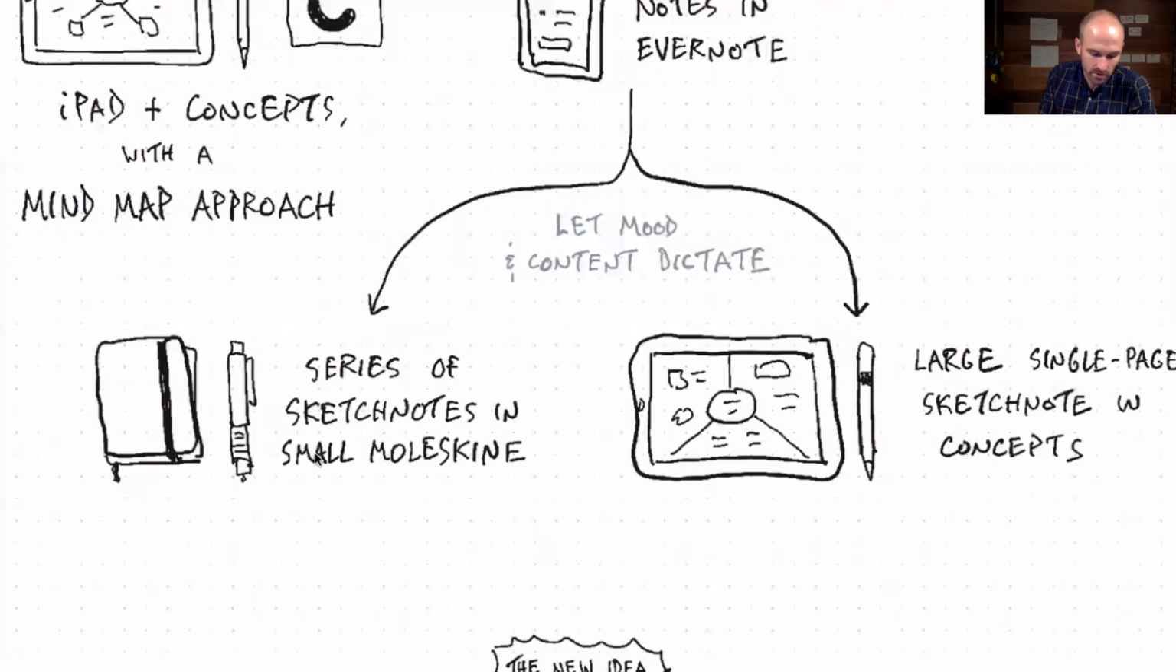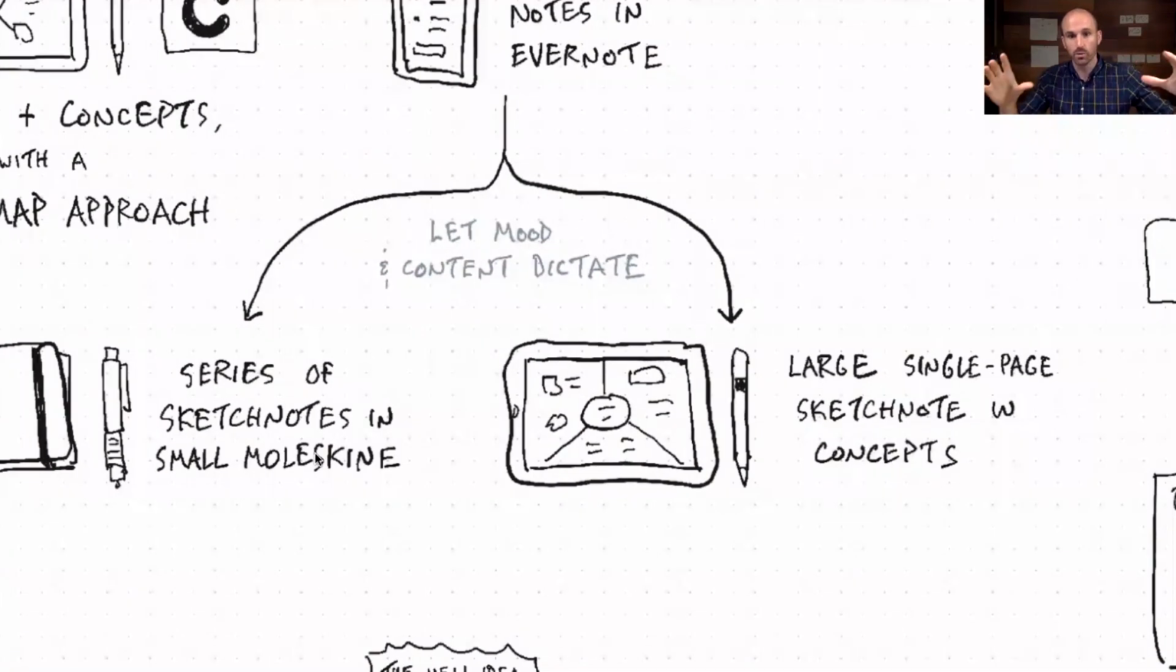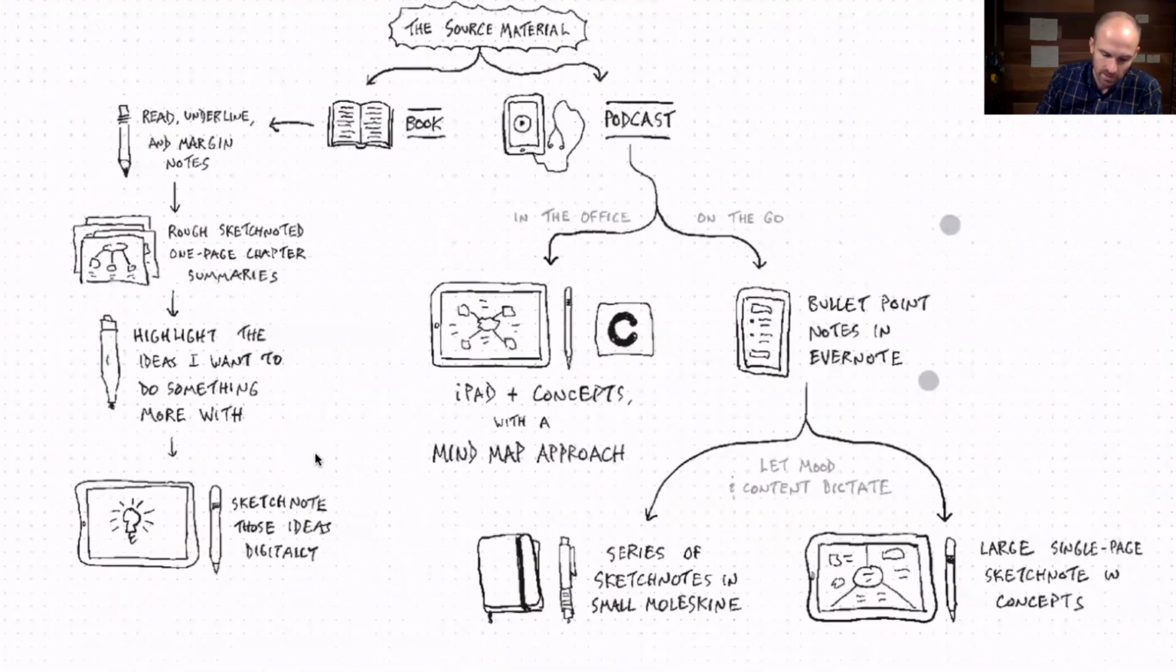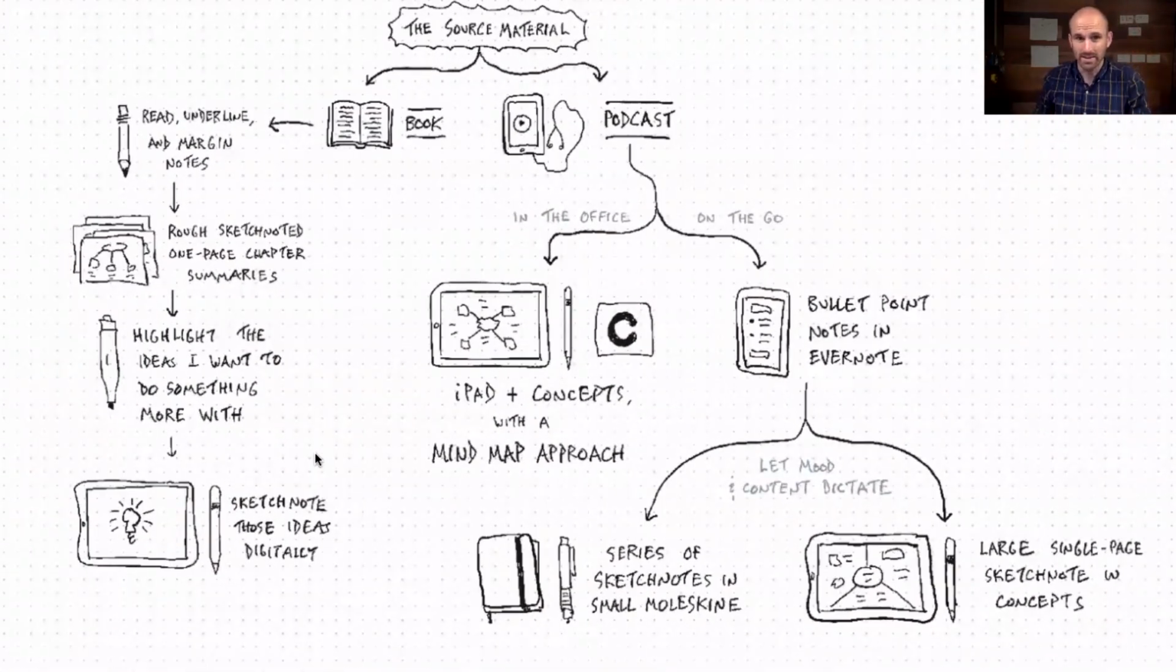Maybe I'll do a series of sketch notes in my small moleskin, or maybe I might want to do a larger page visual summary that the iPad might work well for. So what this here kind of represents then is the kind of zoomed out view of my process, depending on the type of thing that I'm sketchnoting.